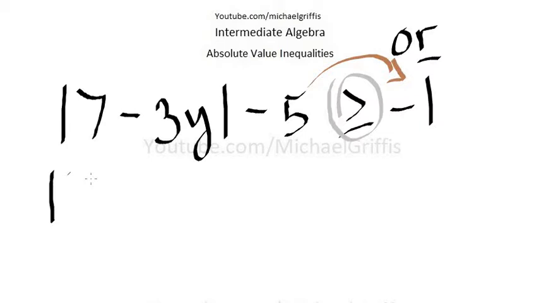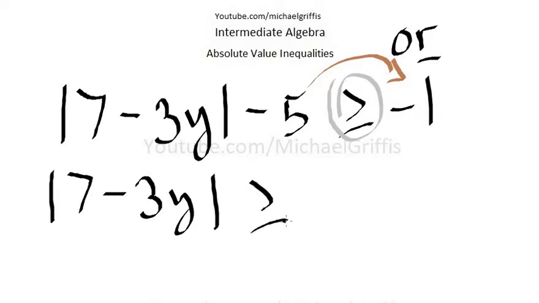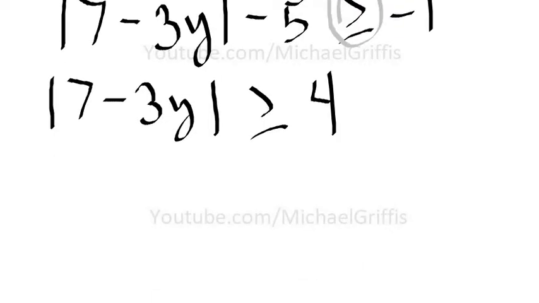So we have the absolute value of 7 minus 3y is greater than or equal to, now we're going to take this 5 over, it's minus 5, take it to the right, becomes positive 5. Positive 5 minus 1 is 4. Okay, so now we've gotten it in that form.